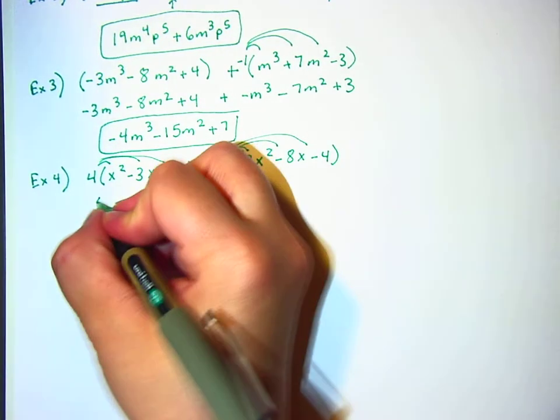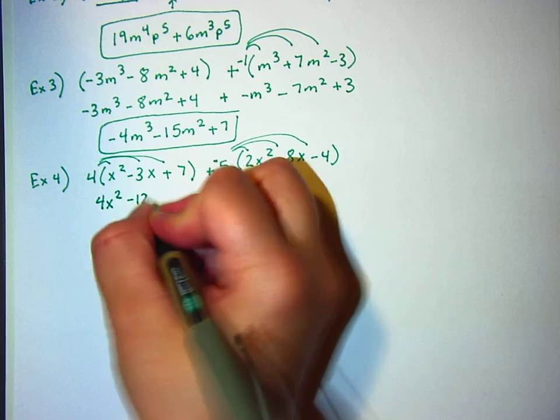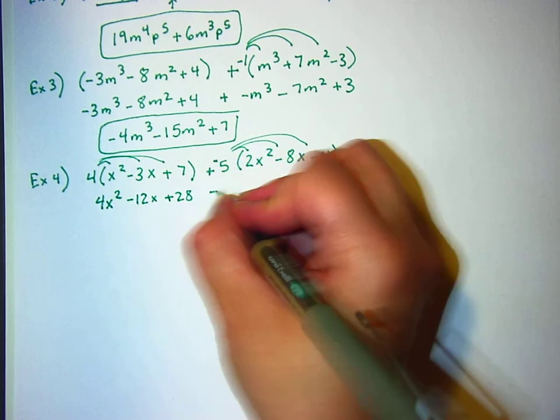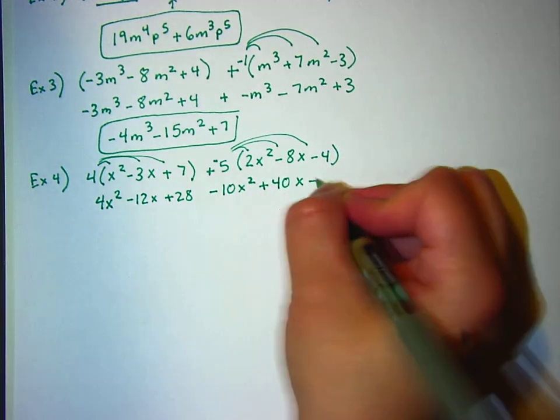All right, I'm assuming that you paused. 4x squared, this one is negative 12x, this one is positive 28. And then here we've got negative 10x squared, positive 40x, and positive 20.